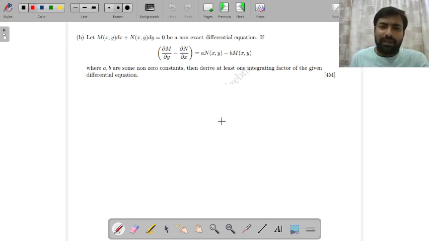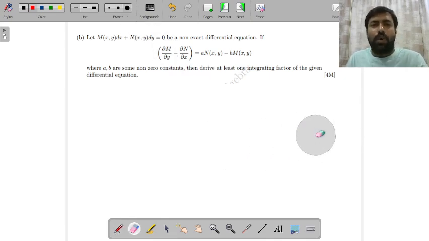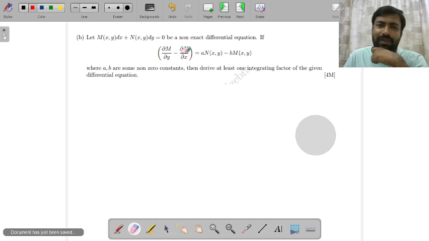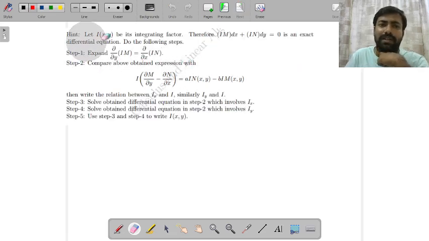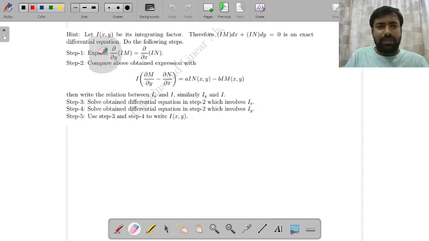If you observe, we have studied 1/N multiplied with this, and similarly 1/M multiplied with this. When it is a function of x, you know what the integrating factor is. When it is a function of y, you know the integrating factor. And you might have seen one more case, that is the homogeneous type, and the other type 1/(Mx minus Ny). You may not get an idea here, so that is why some hint is also given. This is the hint to that question, which is there in the question paper itself. They are asking us to follow these steps to answer that question.